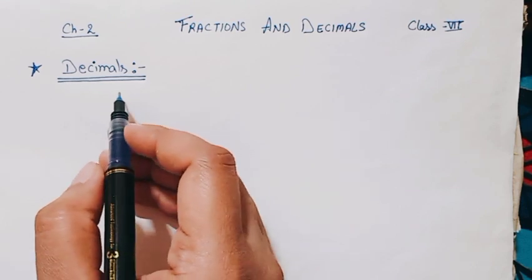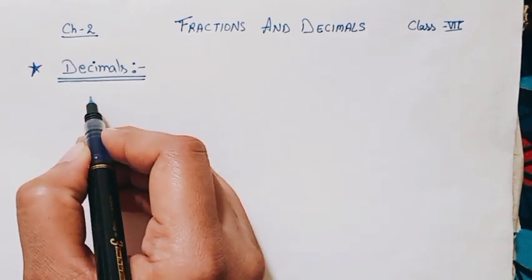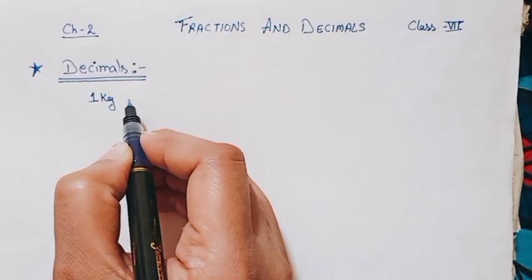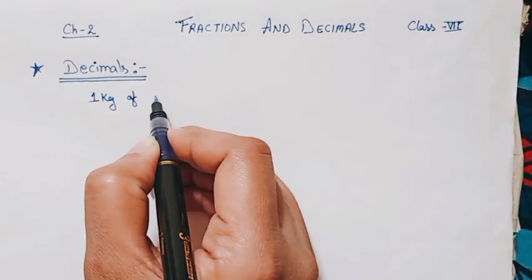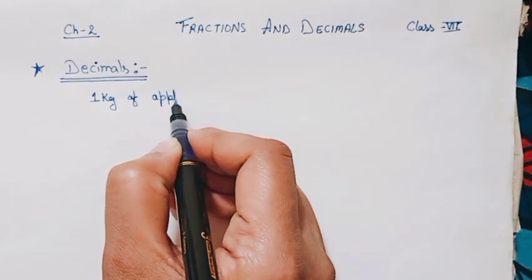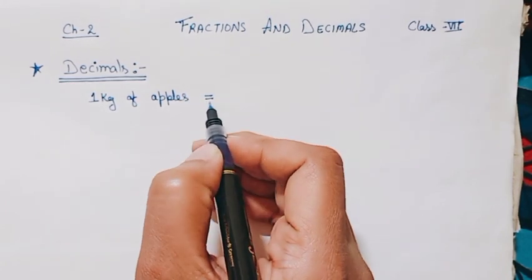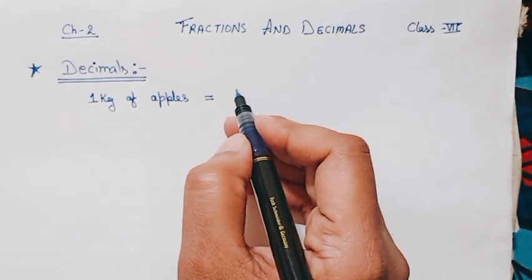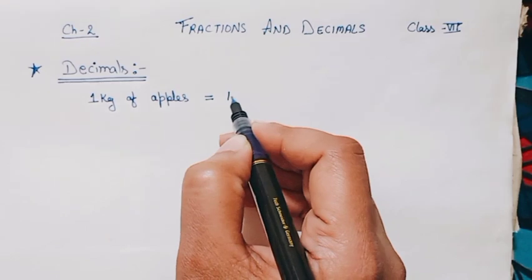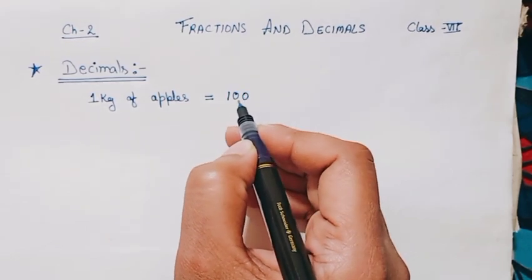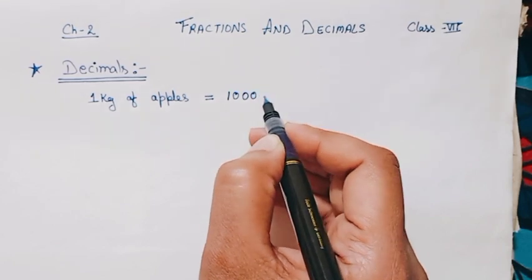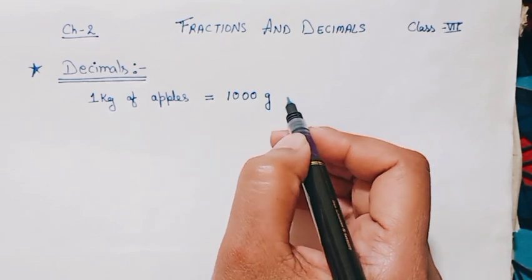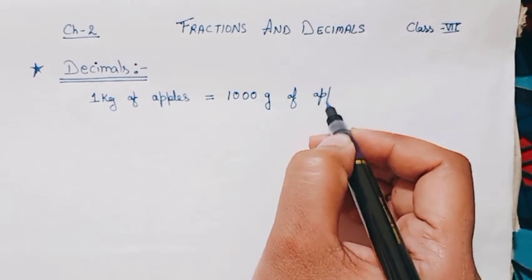Okay. Starting from this, suppose you have 1 kilogram of apples. If someone asks you how many grams of apples are there in 1 kilogram, what will you do then? You will simply convert it into grams, which is 1 kilogram equals 1000 grams, or simply we can say that I have 1000 grams of apples.